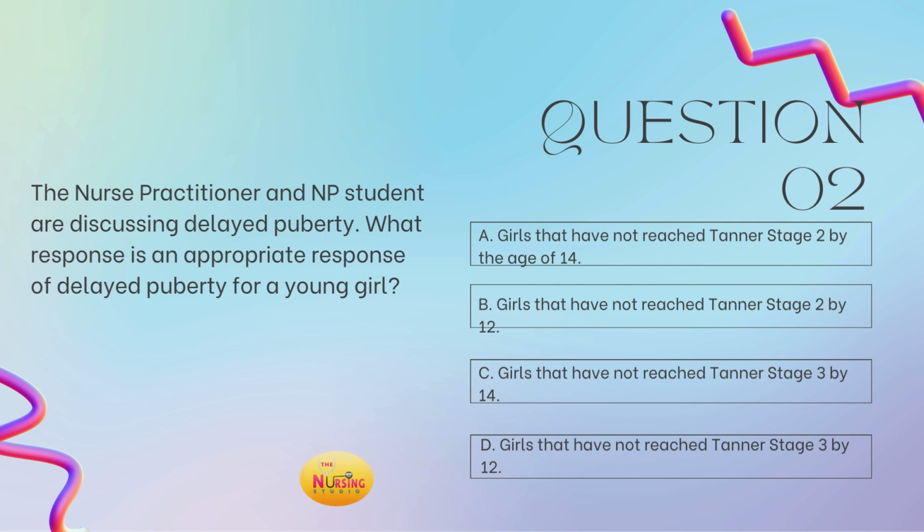For delayed puberty, it's girls that have not reached Tanner stage 2 by the age of 12, and for boys it's by age 14. So girls that have not reached Tanner stage 2, where it is breast bud forming and sparse pubic hair, by the age of 12 is considered delayed puberty. And then boys that have not reached Tanner stage 2 by the age of 14 is considered delayed puberty. Okay?